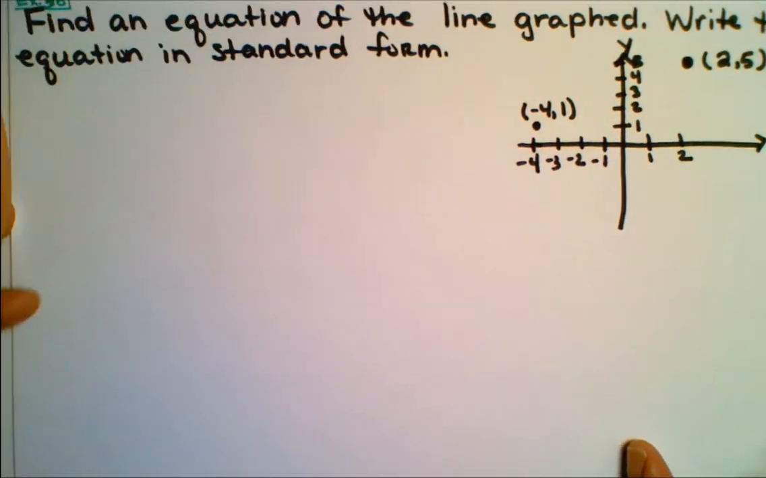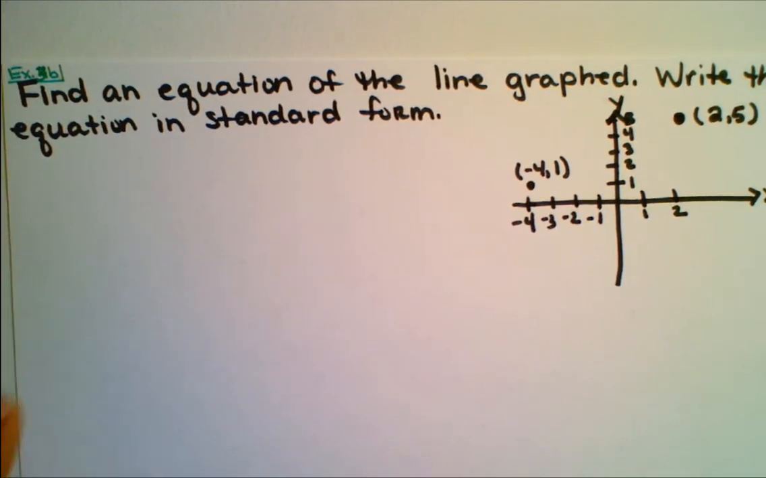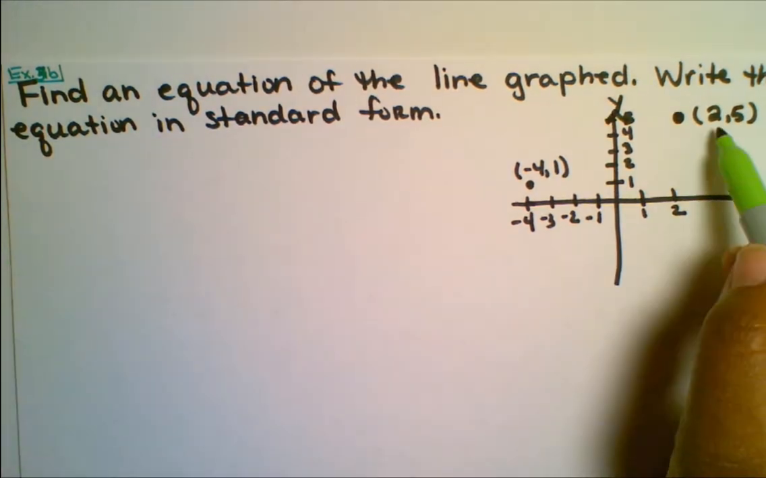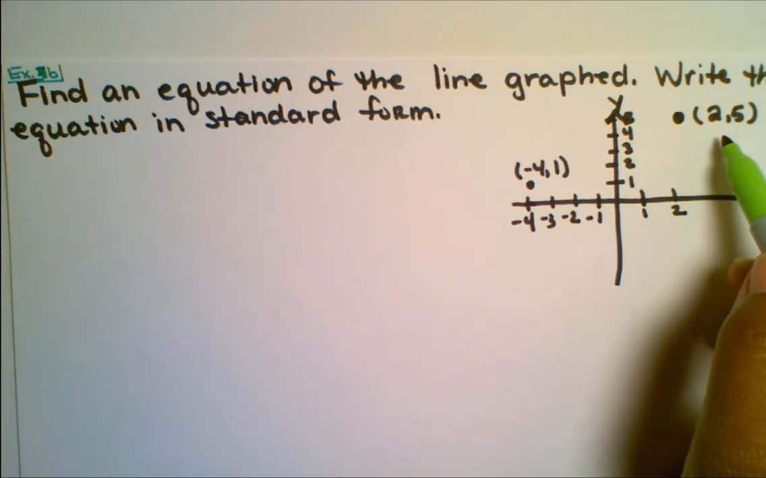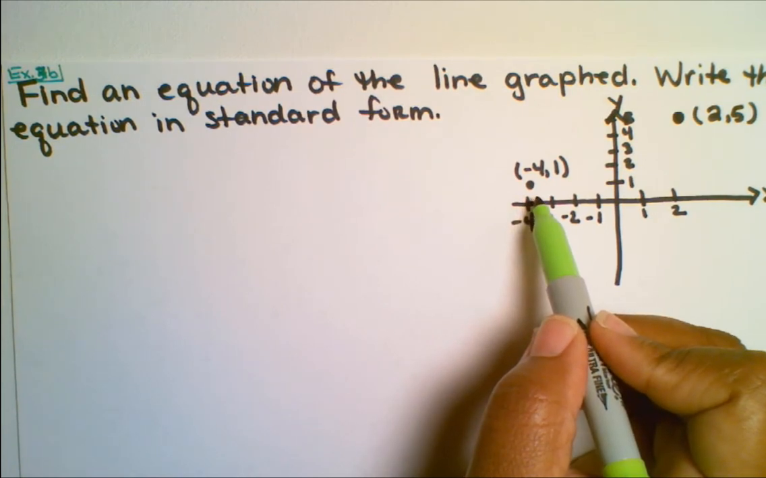Let's look at the next example. The next example in your notes is a line that is graphed. And that line has 2 points identified on it. The first point is (2, 5). And the second point is (-4, 1).